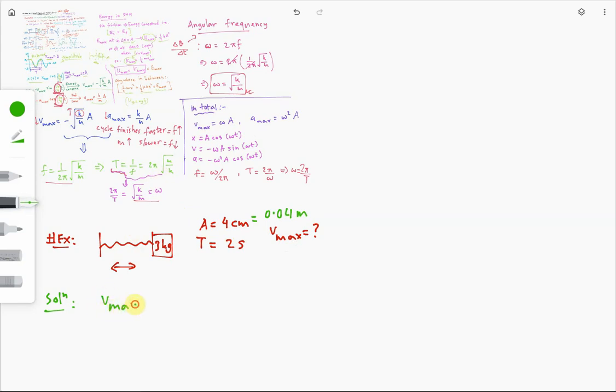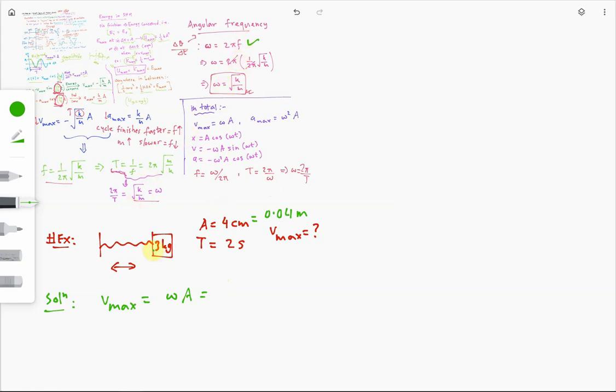Vmax is equal to omega times A, the amplitude times the angular frequency. What is angular frequency? We don't know angular frequency, so we look for an angular frequency equation. Well, we see that angular frequency we have found to be 2 pi f, right? But that's not helpful because we also don't know the frequency. So what is our next goal?